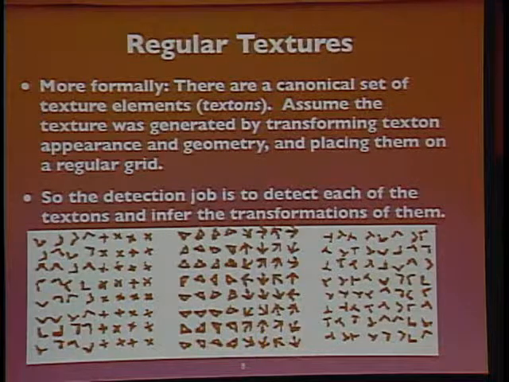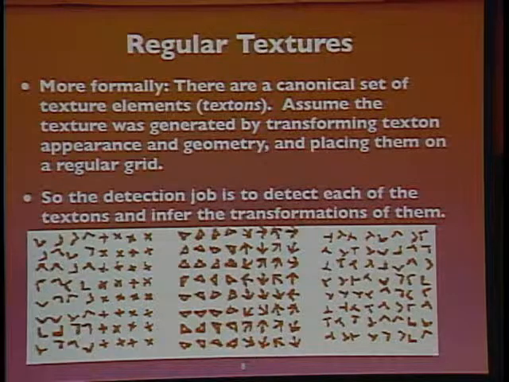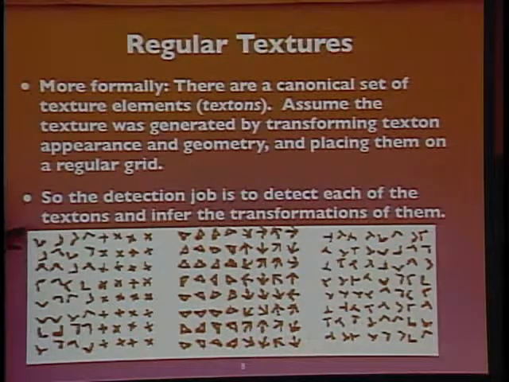So the way you think about it is that basically, in order to generate a new image of a regular texture, you replicate your textons, or you draw elements from your textons, and you replicate them over and over again on some kind of a regular grid. So then, if you want to identify the fact that a particular texture is present in the image, your job basically has two elements. First, to detect each of the textons in the image and identify what the transformations are amongst them. So basically, your sort of generative model for your image, if you will, is to start with one of your textons, transform it in some way, whether it's geometrically or in terms of its color or something, and place it on the image. Then you pick another texton, transform it in some other way, and place it in the image.